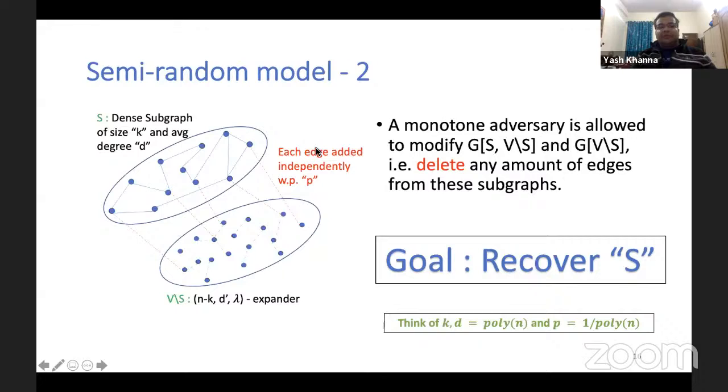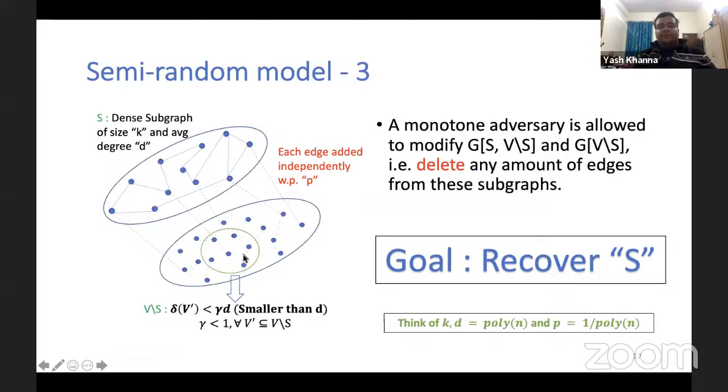The second semi-random model is where V minus S is an expander graph. So the first one was where this is an n minus k, G(n minus k, p) random graph, and this is an n minus k, G prime, lambda expander graph. What do I mean by this n minus k, d prime, lambda expander? It means that it is supported on n minus k vertices. It is a d prime regular graph, and lambda is the expansion parameter of this graph.